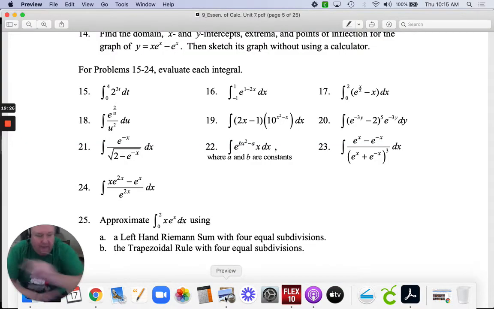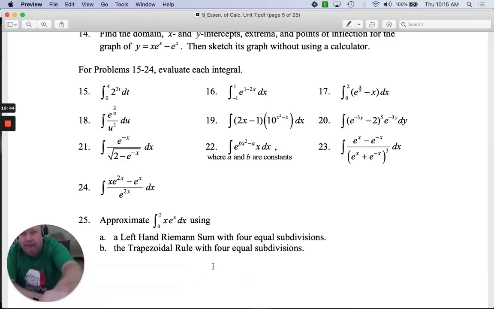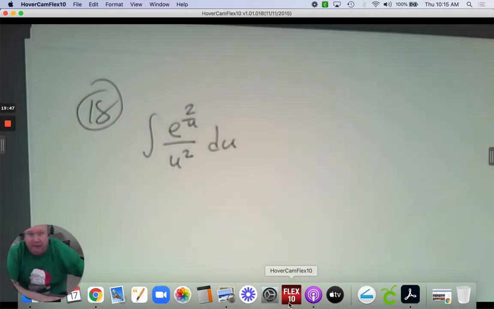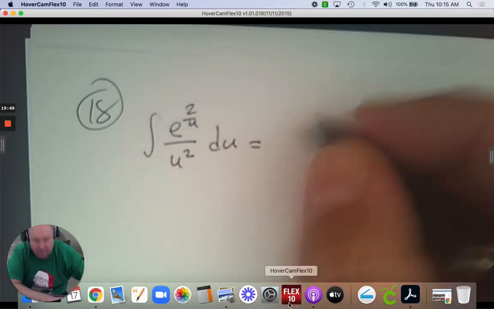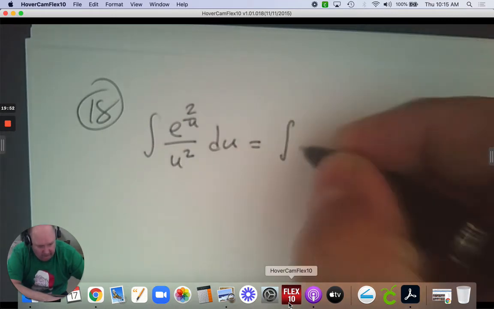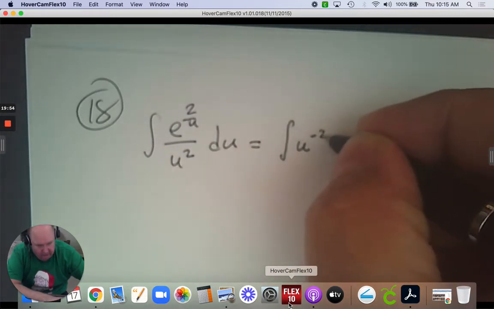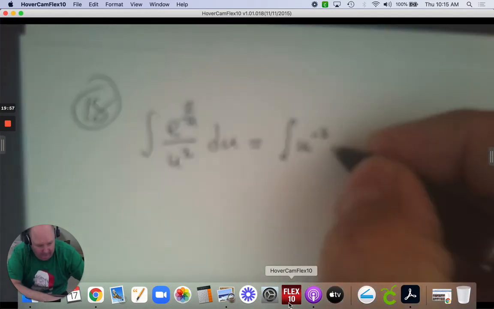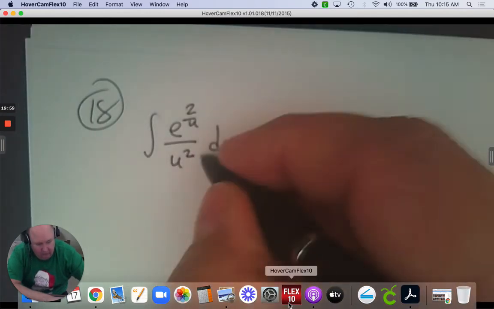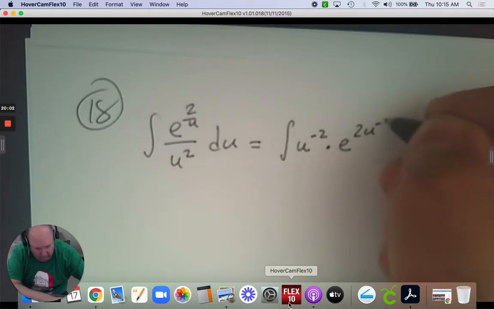Number 18 is the integration. Now this one is an indefinite integral: e to the 2 over u divided by u squared du. Let's rewrite this so it makes better sense. So u squared can be written as u to the negative 2, and 2 over u can be written as 2u to the negative 1.